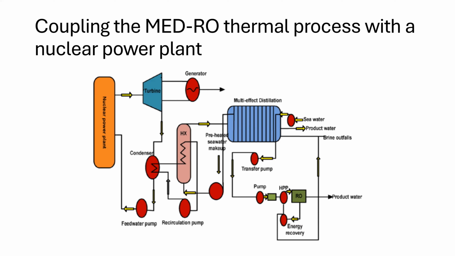In this figure, you see that the purpose is to generate electricity, the electricity to power the reverse osmosis and also to power the desalination plant. And the waste heat from the nuclear reactor is used to produce steam that will be fed in the MED, or multi-effect distillation. So far, from feasibility studies, this is the best coupling schematic.